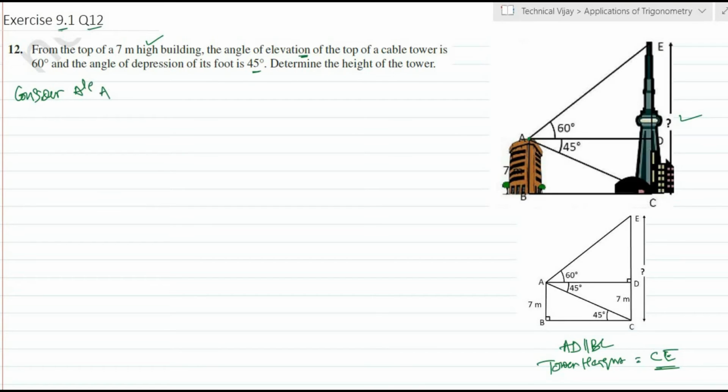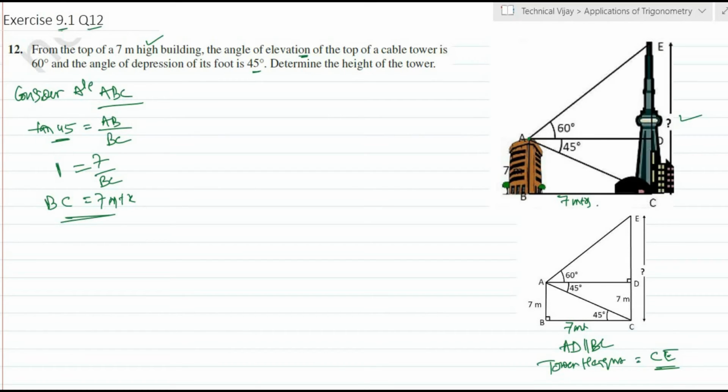Here you see this angle we know and this height we know. That is opposite by adjacent, that is tan of theta. Tan of 45 degrees is equal to opposite, AB, divided by BC. Tan 45 is equal to 1. So AB is equal to 7, so this is equal to BC. So BC is also equal to 7 meters.